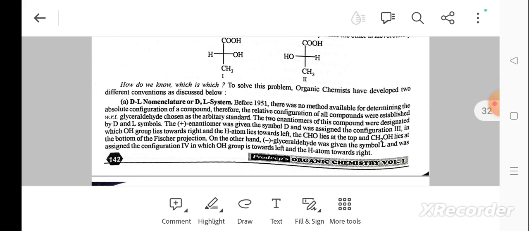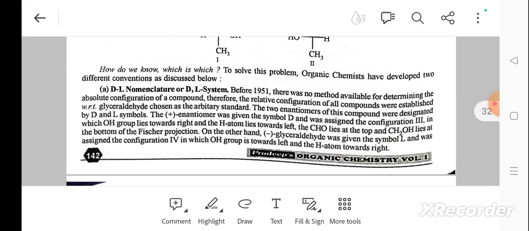How do you know which is which? To solve this problem, organic chemistry has developed two different conventions, as given below. The D and L nomenclature, or DL system. Before 1915, there was no method available for determining the absolute configuration of a compound. Therefore, the relative configuration of all the compounds was established with glyceraldehyde chosen as an arbitrary standard.